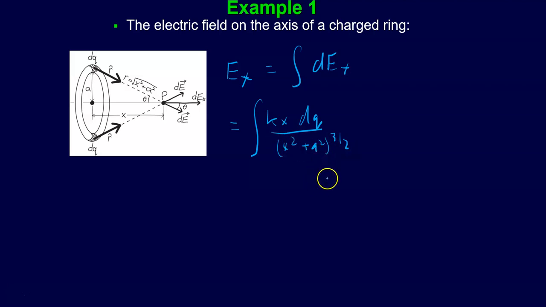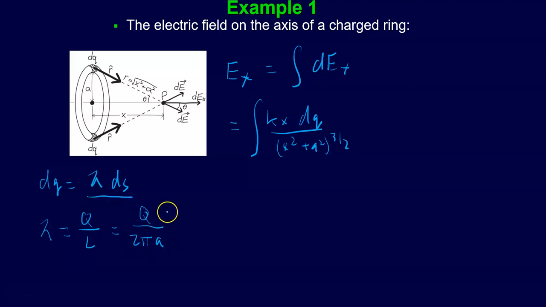Now almost always it's going to be better for us to integrate over some kind of a distance. And so what we do is we set up something like this. We say dq is equal to sigma times ds, where sigma again is our charge divided by length. In our particular case, we generally say that this ring has a total charge q, and so here the sigma would be q divided by the length of the ring, which would be 2 pi times a. And so that would be our charge density. It's q divided by 2 pi a.